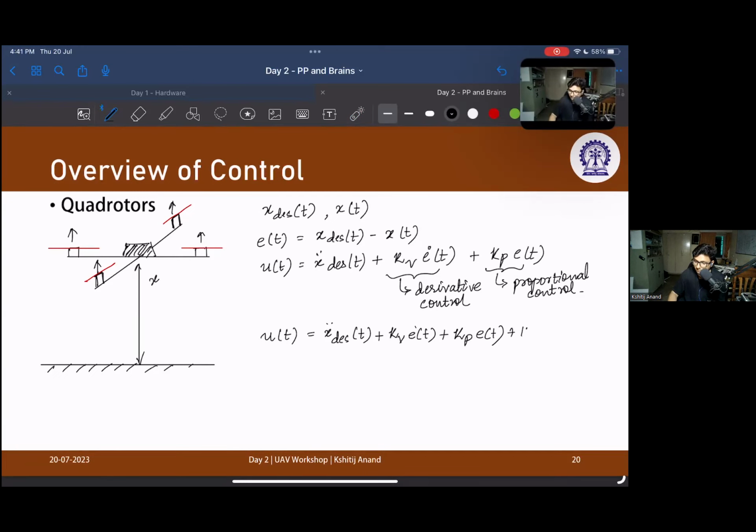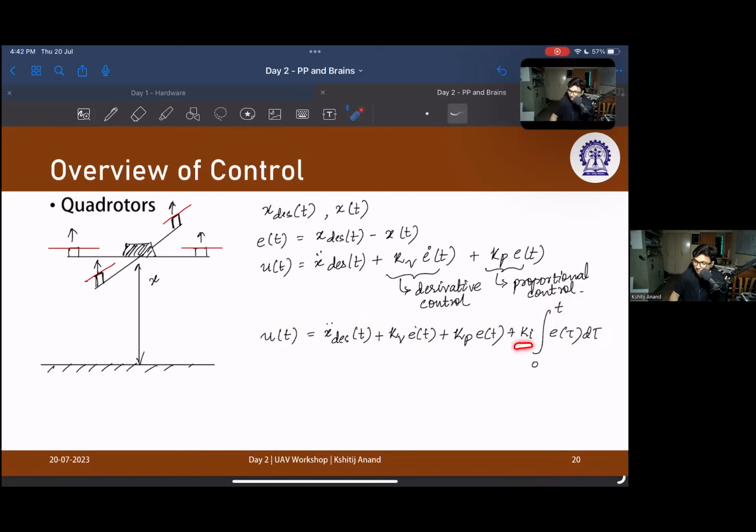So integral control is nothing but Ki integral 0 to tau. Keep the limits in mind. Sorry, it's 0 to t. Keep the variables in mind. Okay. Error as a function of tau, d tau. So note this, that this is all t. This is tau d tau, but it is integrated over till t.